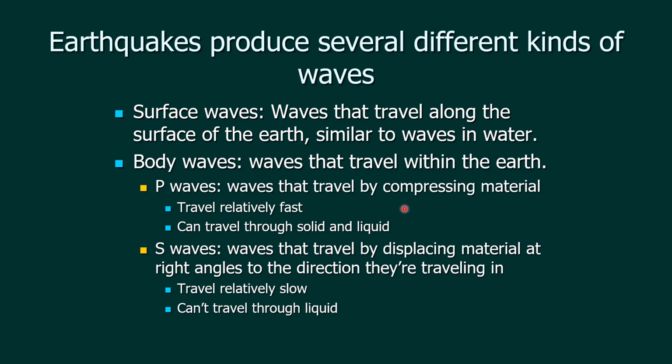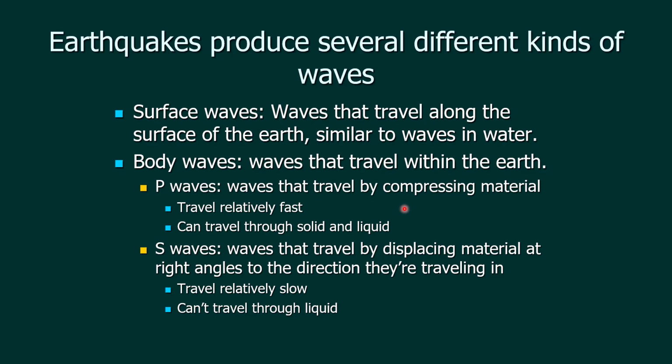And so when we think about earthquake waves, there's two different kinds: surface waves and body waves. Surface waves travel along, oddly enough, the surface of the Earth. These are kind of similar to waves in water. Body waves, on the other hand, travel within the Earth.